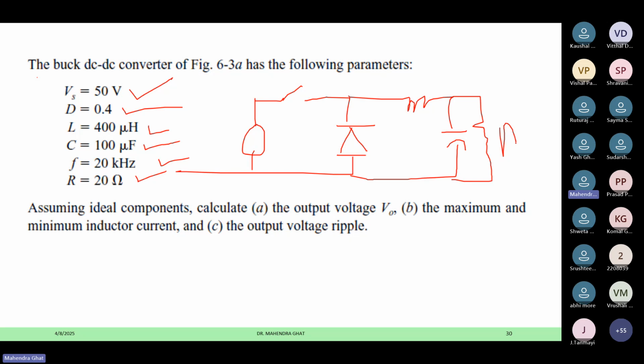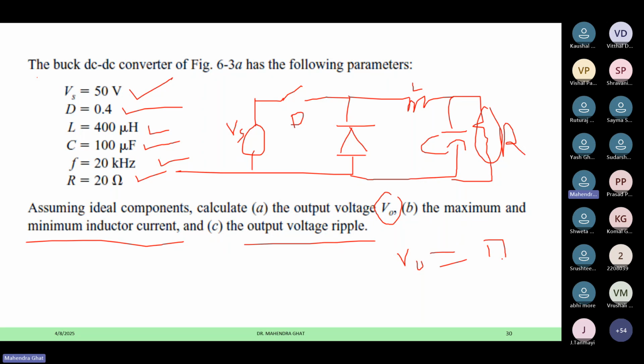So R is given, then C is given, L is given, D is given for this switch, Vs is given as 50 volt, and we are asked to calculate the output voltage, the maximum and minimum inductor current, and the output voltage ripple. So that's why I asked you to write down the equations. All these are simple equations. VO is equal to D into Vs. Okay, so I have the solution as well.